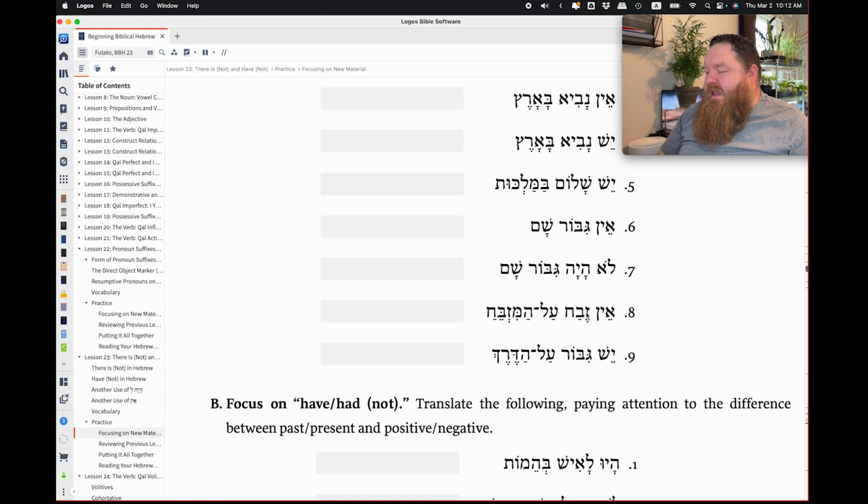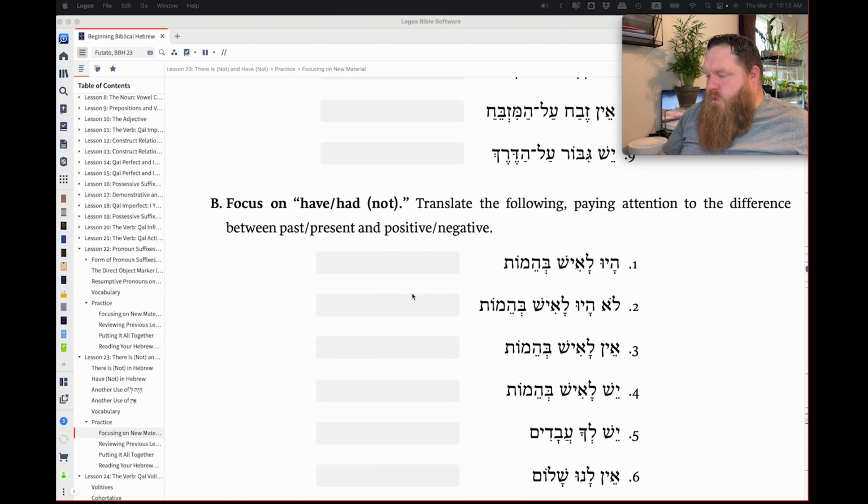Number eight, ein zevach al hamizbeach. Ein zevach, there is no sacrifice al hamizbeach, upon the altar. There is no sacrifice. So this is negative and it is present. Yesh gibor al haderek. There is a warrior on the path. All right, so here we're just introducing possession, it looks like.